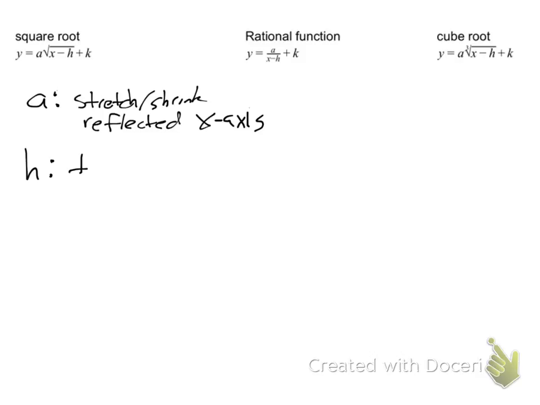Wait, so if it's a negative, it's a shrink? No, if it's negative, that means it's reflected about the x-axis. It doesn't change its size. So it could technically just be a negative 1. It's the same size, just opening down.